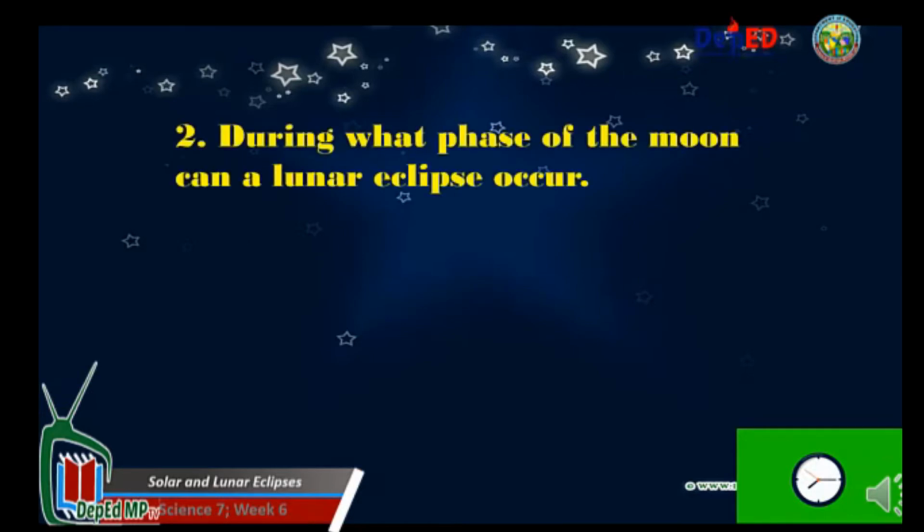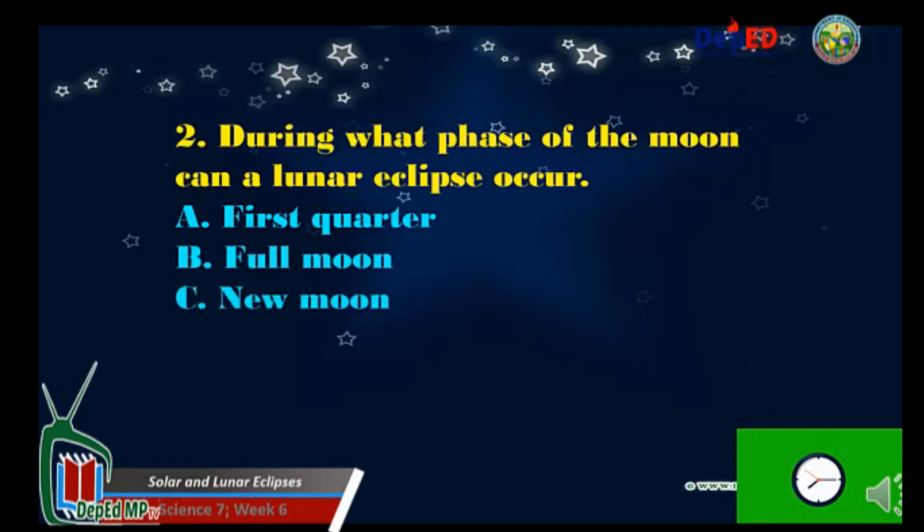Number 2. During what phase of the moon can a lunar eclipse occur? A. First quarter. B. Full moon. C. New moon. And D. Waxing moon.